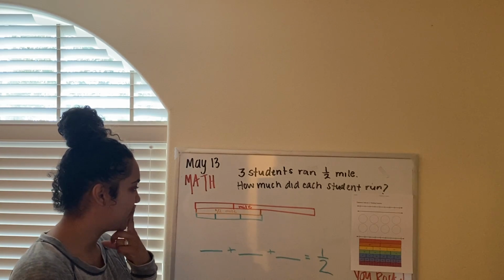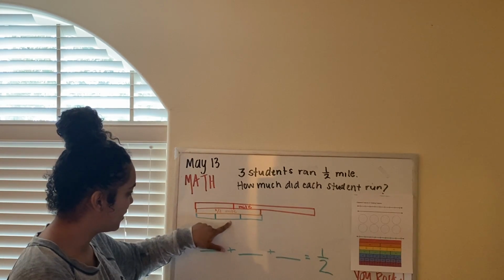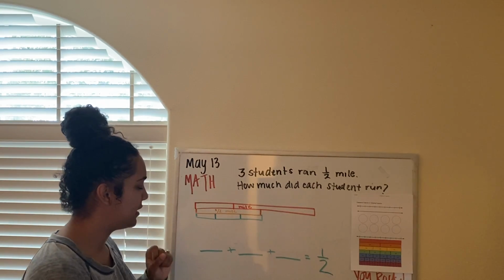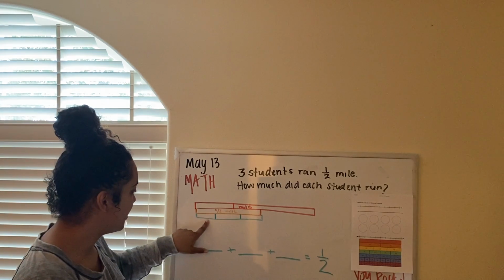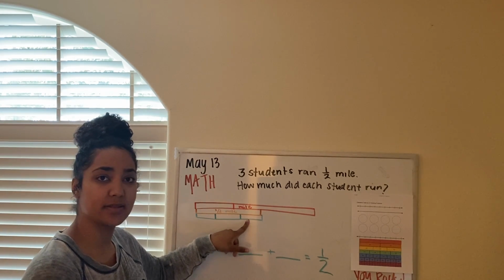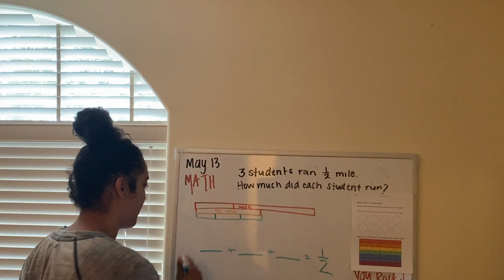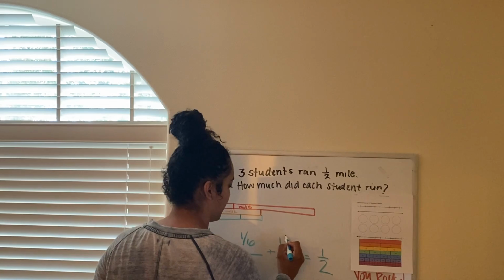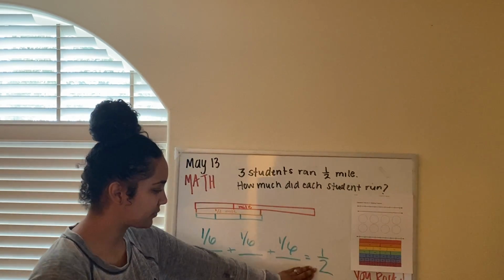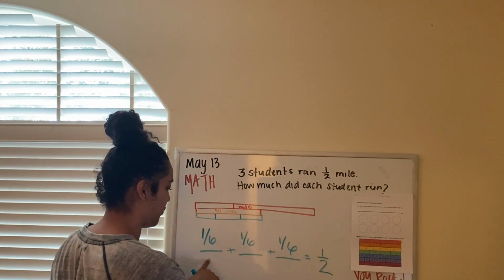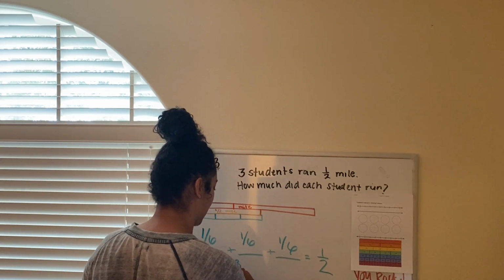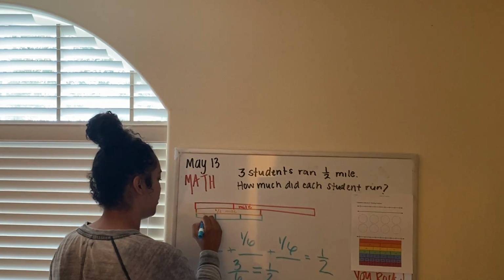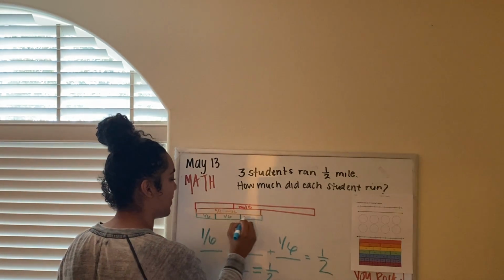So maybe I'm going to do fifths. 1/5 plus 1/5 plus 1/5 would give me 3/5. That's not equivalent to 1/2 mile. Let me try sixths. 3/6 is equivalent to 1/2 mile. 1/6 plus 1/6 plus 1/6 gives me 1/2, because 1/6 plus 1/6 plus 1/6 is 3/6, and we know that 3/6 is equivalent to 1/2. So I know that each student ran 1/6 of a mile.